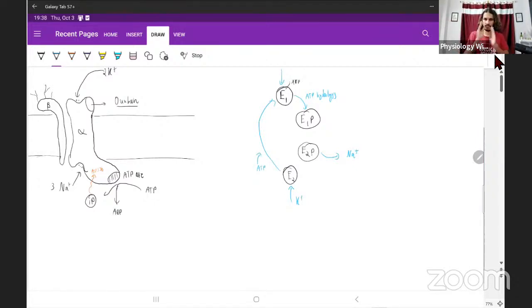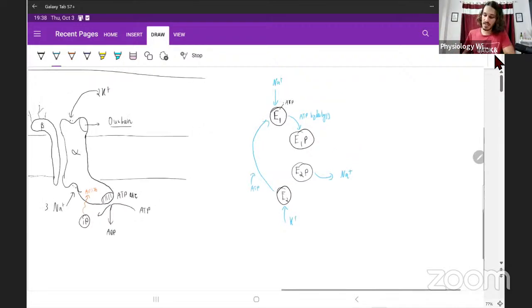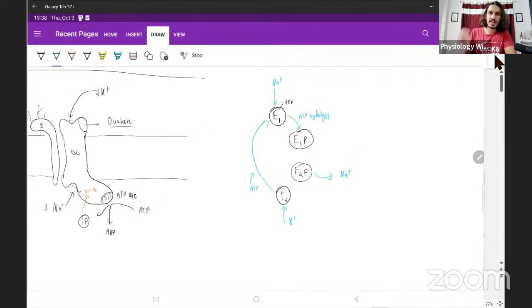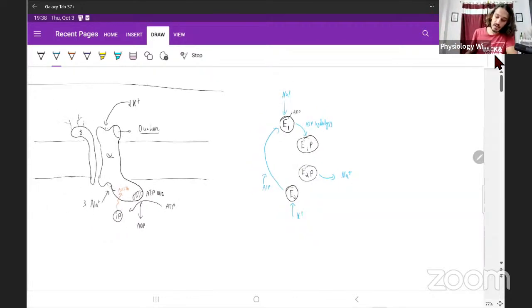So it's very simple. From E1, it becomes E1P, and then it becomes E2P. From E2P, it becomes E2 and goes back to E1. You just have to understand what happens in different phases. In E1, what is happening? Sodium is coming in. Then ATP hydrolysis happens. Then your sodium goes out and your potassium comes in in the E2 phase. E2 becomes E1 with the addition of ATP. So this is the different way by which your sodium potassium ATPase is actually acting.